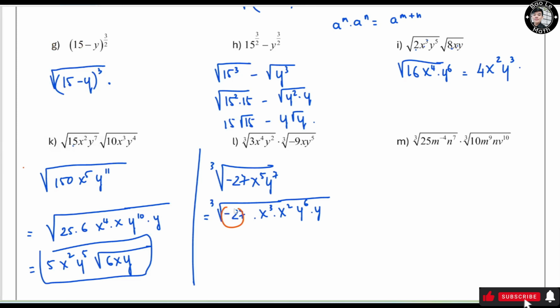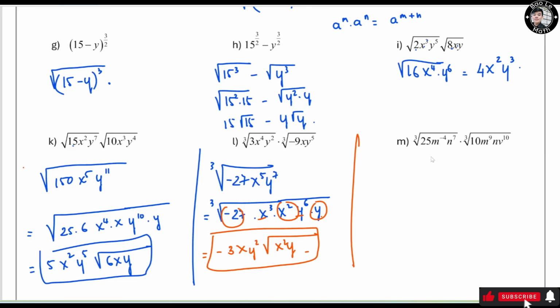Now you're going to take the cube root of negative 27, it's going to be negative 3. The cube root of s cubed is going to be s, right? The cube root of y to the 6 is going to be y squared, right? And you have s squared inside and y right here, right?